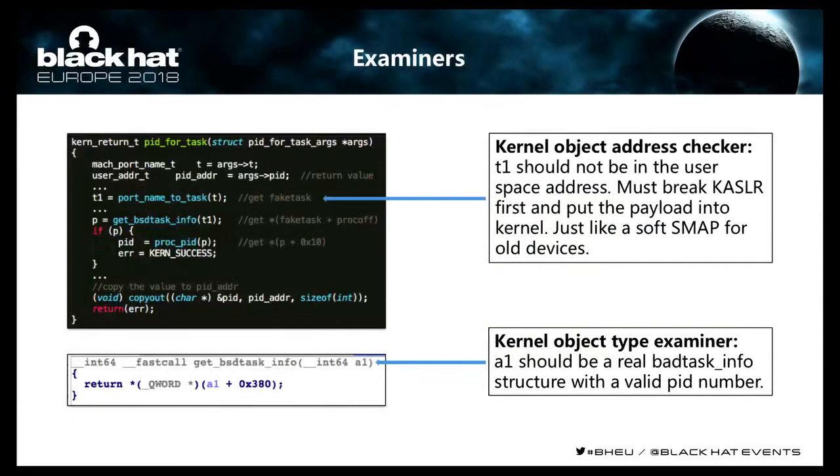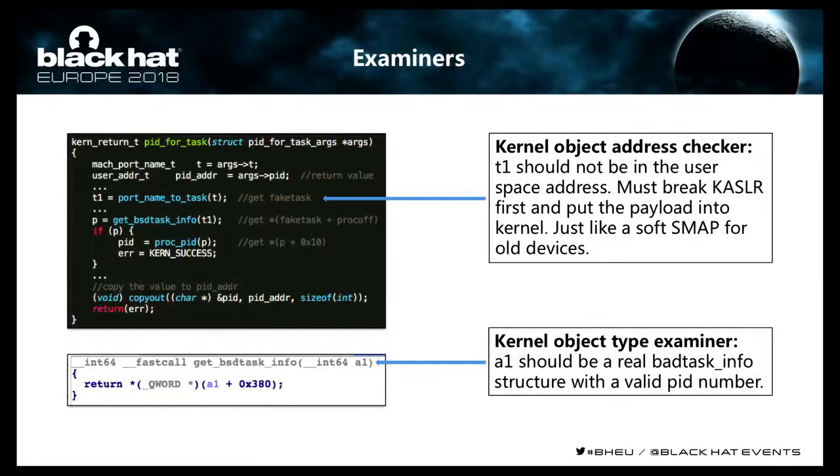There are 4 examiners deployed in our framework. The first one is the kernel object address checker. We know that an IPC port object is a kernel object, which means it could not be in the user space address. So we check the address of the kernel object in some specific system calls. It's just like SMAP for old devices.